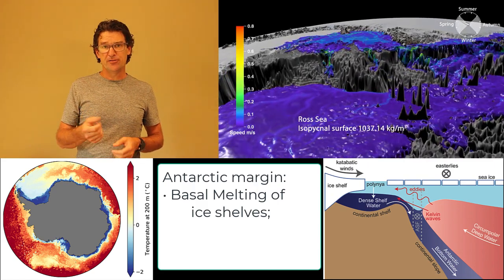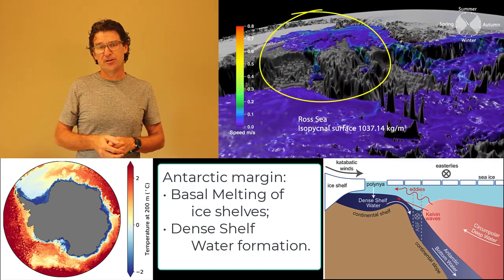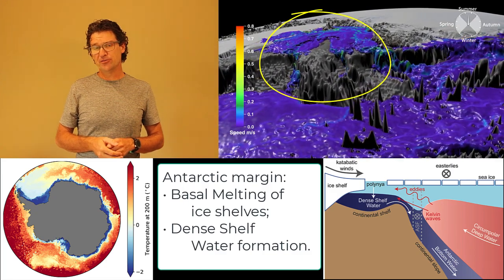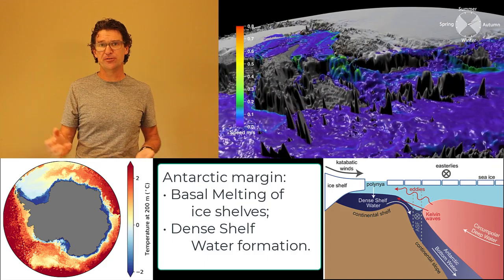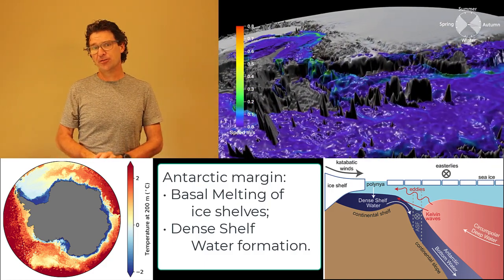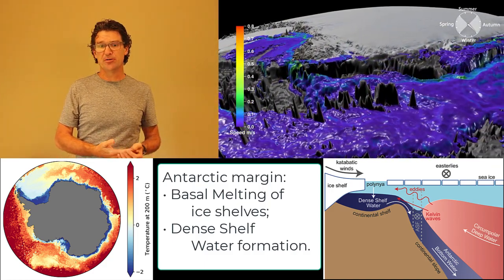The second reason is that the Antarctic shelf region here is where dense shelf water is formed, and this water cascades off the continental shelf into the deep ocean and fills up the bottom of the ocean as a water mass known as Antarctic bottom water.